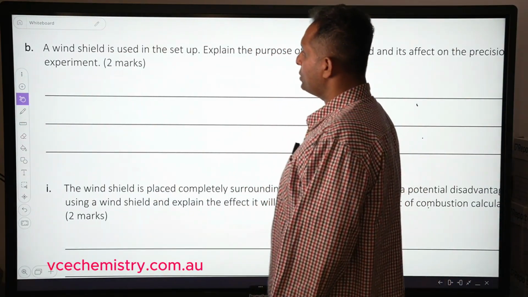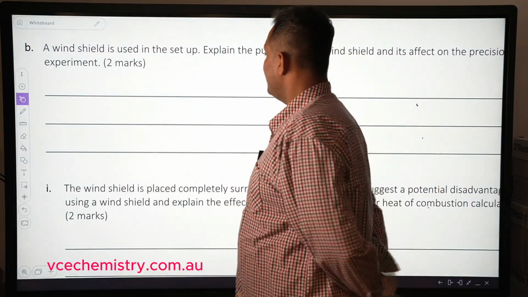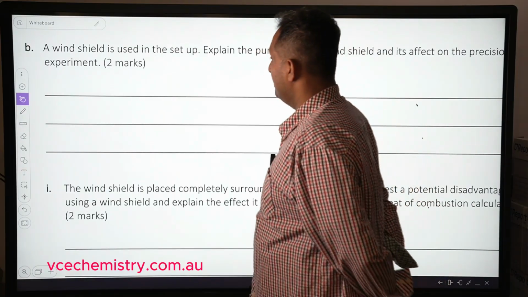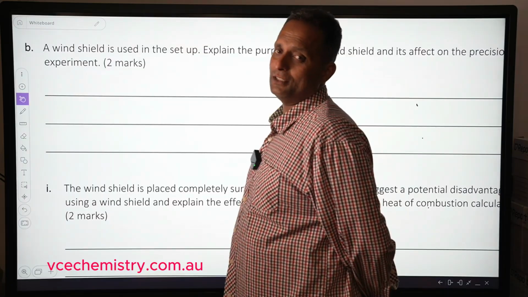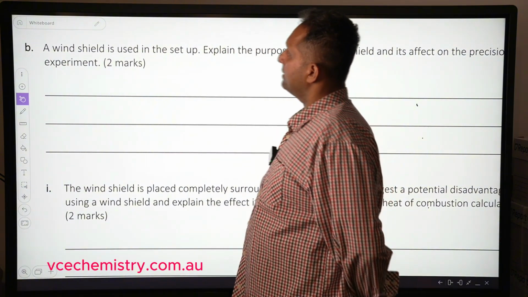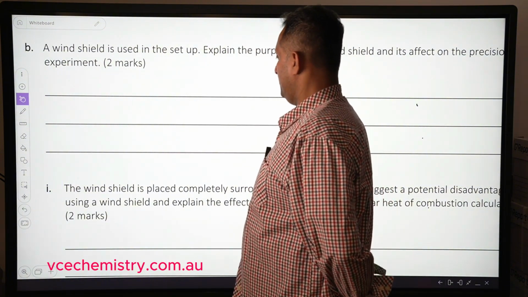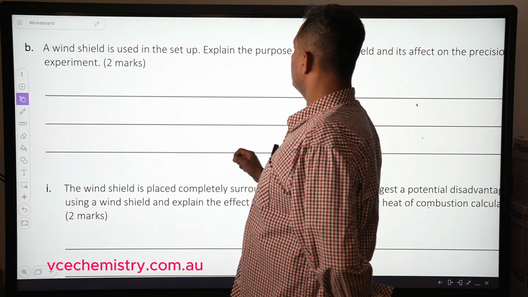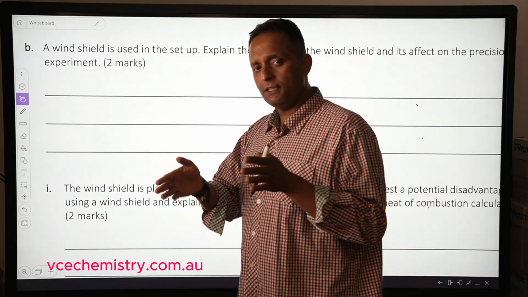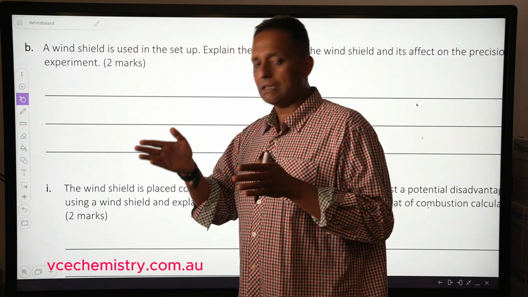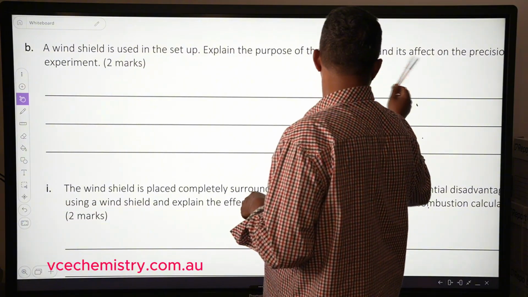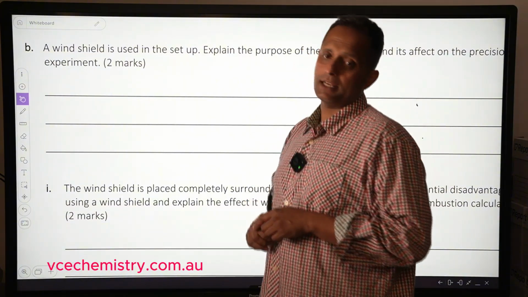So let's look at question part B. Both of them are worded questions. There are no calculations. I know most of us find it difficult to answer these worded questions. Now, the first part, B1: a windshield is used in the setup. Have a look at the previous diagram. You will see the windshield around the flame. Explain the purpose of the windshield and its effect on the precision of the experiment.